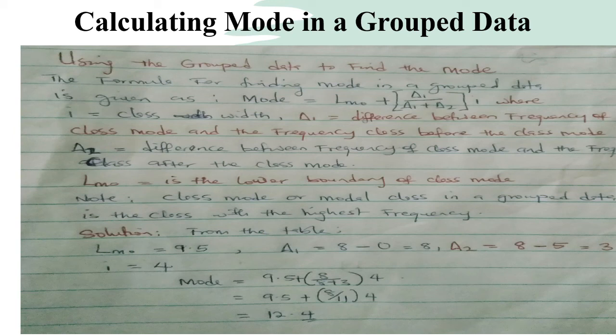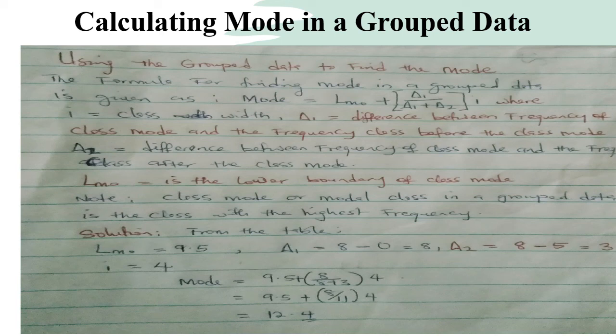So change in 2 is the difference between the frequency of the class mode and the frequency of the class after the class mode. So our frequency of the class mode is 8, minus the frequency after it, which is 5. So we have 8 minus 5, and we have 3.